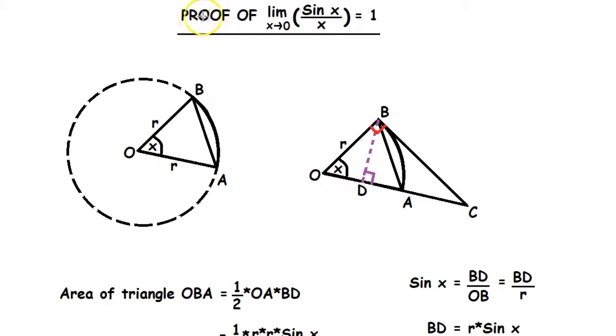In our previous video, we learned about the sandwich theorem. Today, we will be using this theorem to prove that the limit of sine x over x as x tends to 0 is equal to 1.